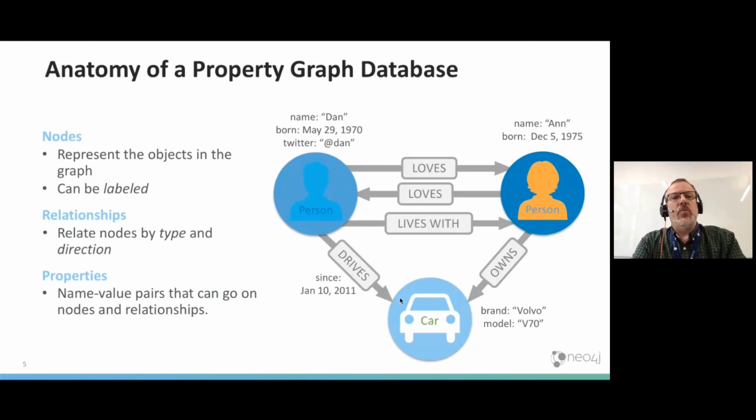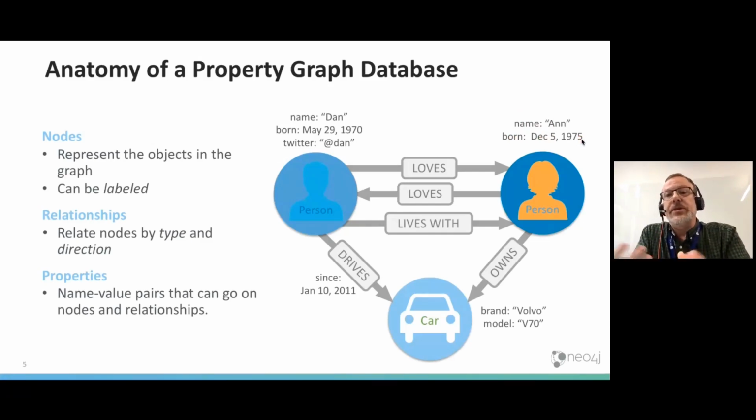And what I mean by that, so we have some properties associated with these nodes. Properties are just key value pairs. The node on the left, we can see has a name property of Dan. Dan was born May 29th, 1970. We have his Twitter handle, which is @Dan. The person on the right has a name property of Anne. She was born December 5th, 1975. We don't have Anne's Twitter handle, and that's okay.